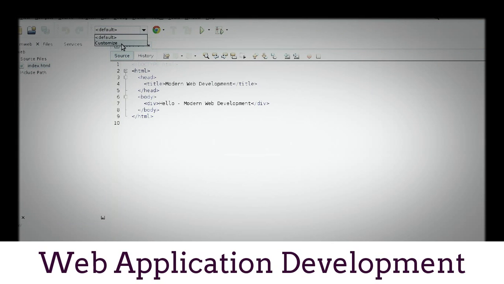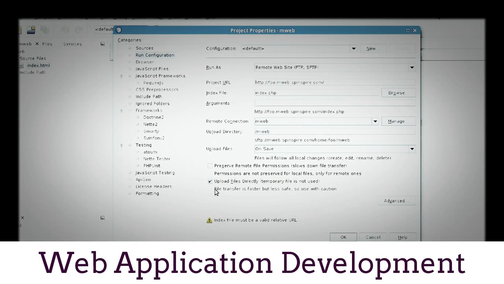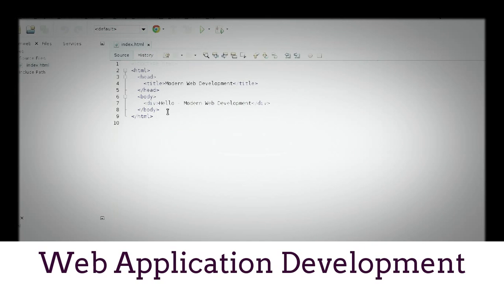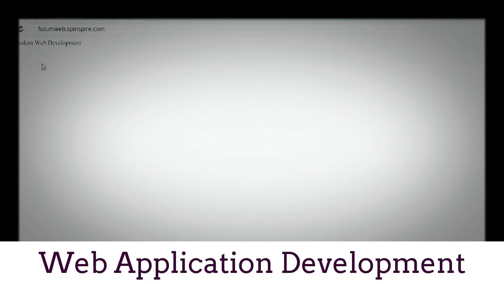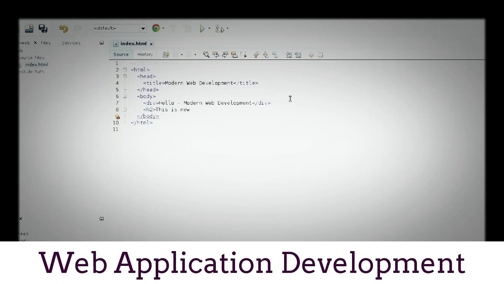Just make sure one thing, go back into customize, and then upload files is on save, which is fine. You can uncheck this checkbox, upload files directly, if you like to. Click OK. Now right now in my browser I can see hello modern web development. I can just put another heading 2 here, which is this string here, saying this is new. So let's say heading 2.